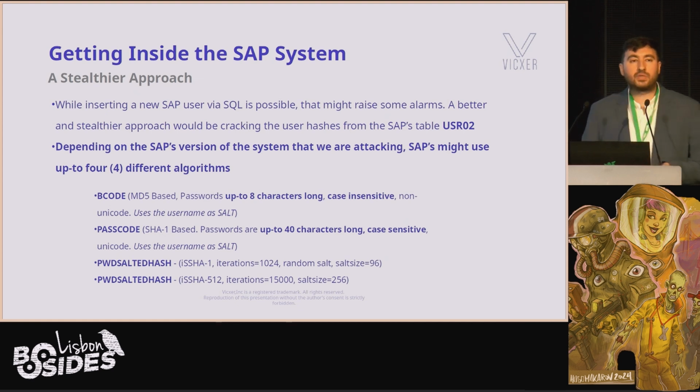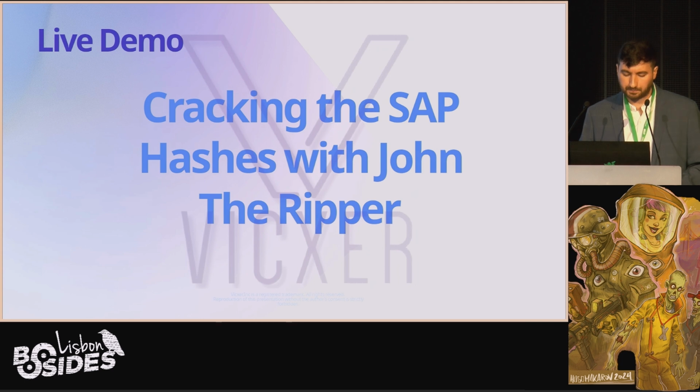And then you have the newest, the greatest algorithm that only the newest SAP systems can support, that is a salted SSHA, but this time 512 bits. The other one was 128. 15,000 iterations. You hash the same password 15,000 times, and a salt size that is really big. These ones take years and years to crack.